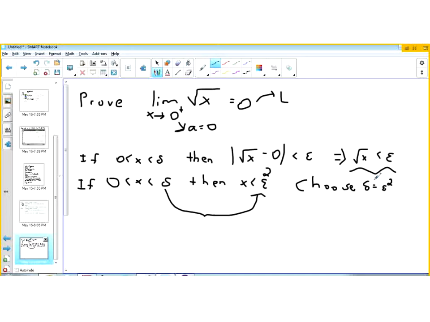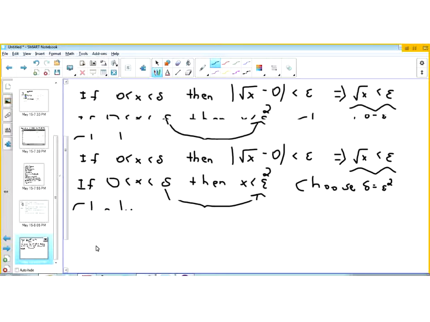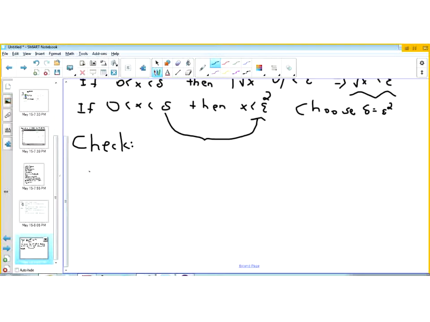Now we have to verify that this choice for delta will work. Obviously epsilon squared is always going to be a positive number, so that means delta will always be a positive number. So that's one check. Another check: let's do the check. Given epsilon greater than 0, let delta equal epsilon squared.